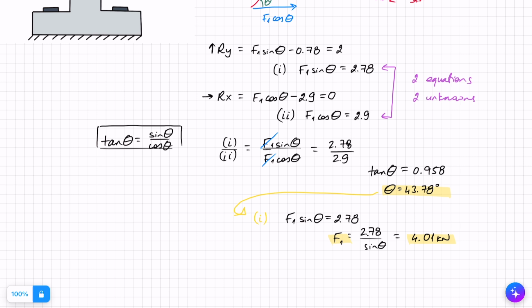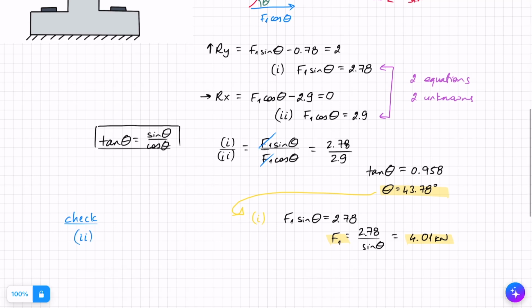What I'm going to do is a little check, right? Because I had quite a lot going on here. I want to check. So let's do that together. And I'm just going to check by substituting everything into equation 2. Now equation 2 said that F1 cos theta equals 2.9. Let's check that that works out. So I've got 4.01 cos an angle of 43.78. And if you put that in your calculator, you will find out that that works out as 2.9. So we can tick that and assume that all is correct.